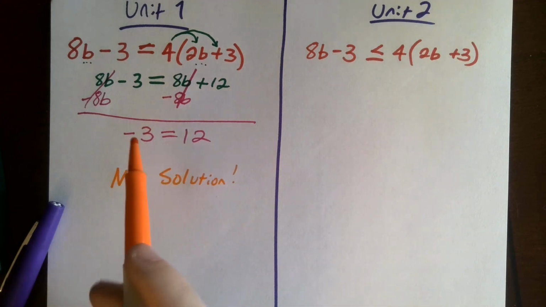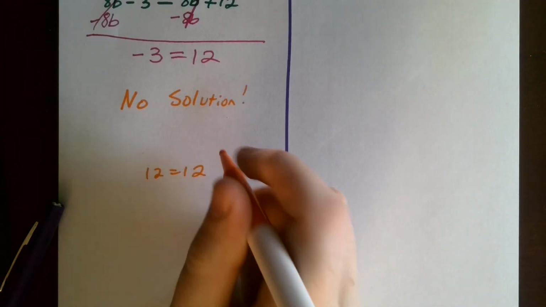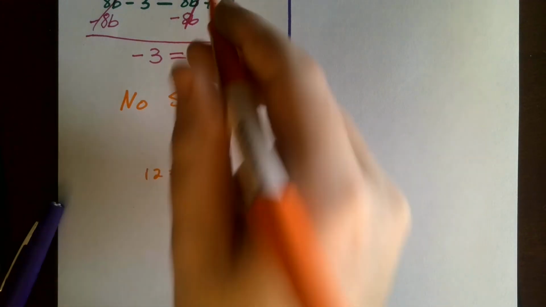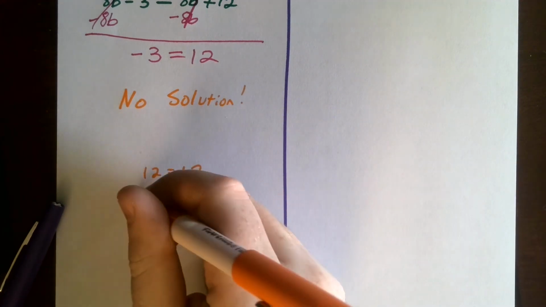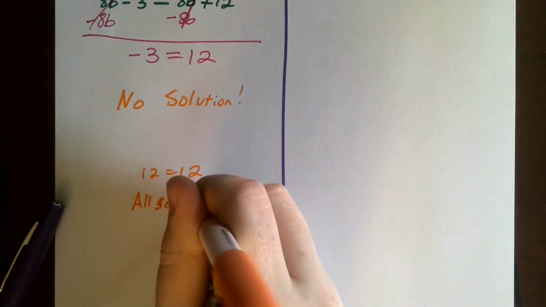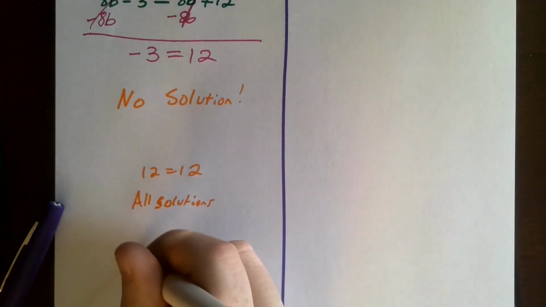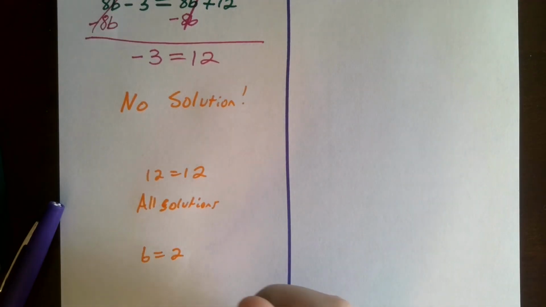Now, if our answer was something that makes perfect sense, like 12 equals 12, well then we would have all solutions, because it's true. Anytime you have a false statement, it's no solution. Anytime you have a true statement, it's all solutions. And anytime that you still have a variable around, like b equals 2, well then that's just your solution right there.